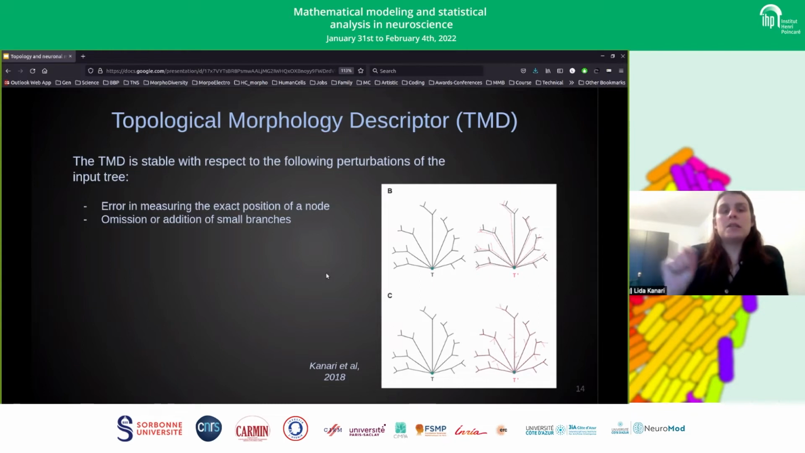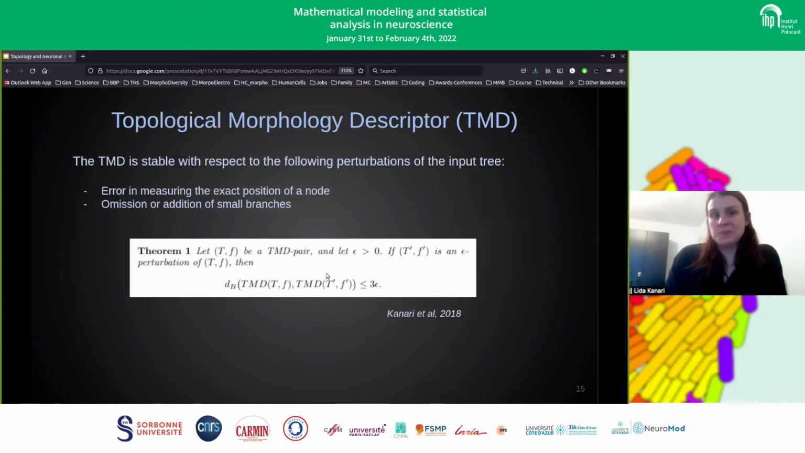One of them is the error in measuring the exact position of the nodes. So when you click and you make these reconstructions, you don't know that you got exactly the correct position. And the second one is you can have smaller branches that you don't see, or errors in the image that create branches that are not there. But those are the two types of perturbations that we wanted our algorithm to be stable against.